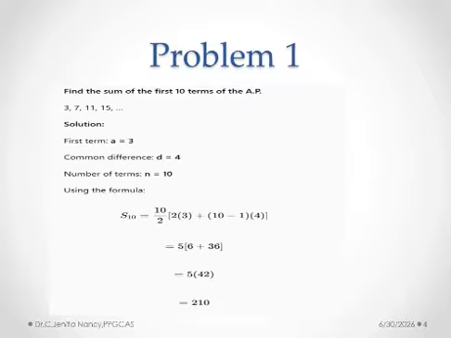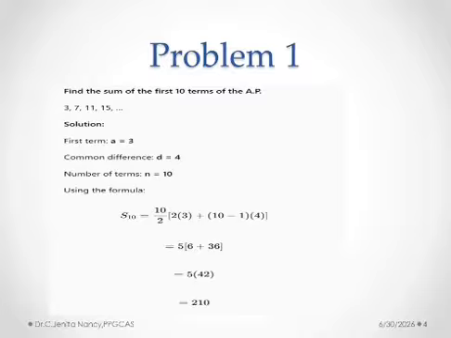Problem number 1, find the sum of the first 10 terms of the AP. The numbers are 3, 7, 11, 15, etc. Solution. Here 3 is the first number. Therefore, we are taking the first term A is equal to 3. We can see that the difference between the second element and the first element is 7 minus 3, which is equal to 4. 11 minus 7 is equal to 4. 15 minus 11 is equal to 4. We are writing common difference D is equal to 4.